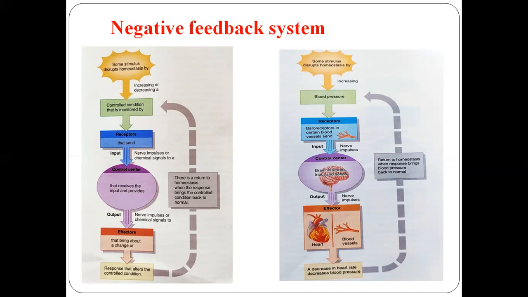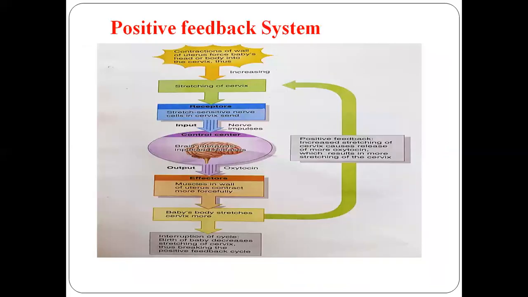Now, we have to notice that the activity of the effector causes blood pressure to drop, a result that negates the original stimulus. This is why it is called a negative feedback system. Now, in the next slide, we'll be moving on to the positive feedback system.